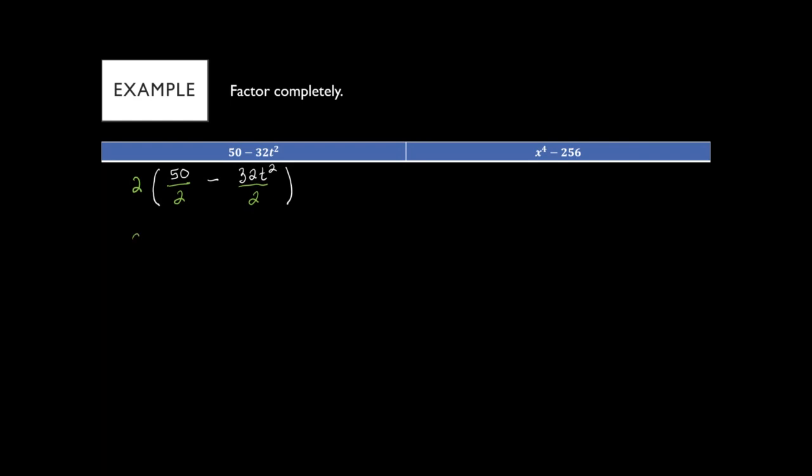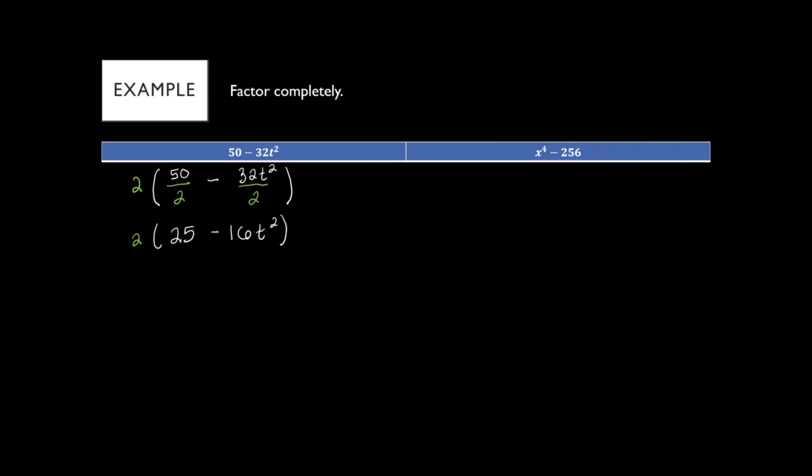So we simplify inside the parentheses. We leave the 2 on the outside. So 50 divided by 2 is 25. 32 divided by 2 is 16, and then I have my t squared. And now 25 minus 16t squared, that's a difference of squares, because we've got a perfect square in 25 and a perfect square with 16. So I can take the square root of both of those.